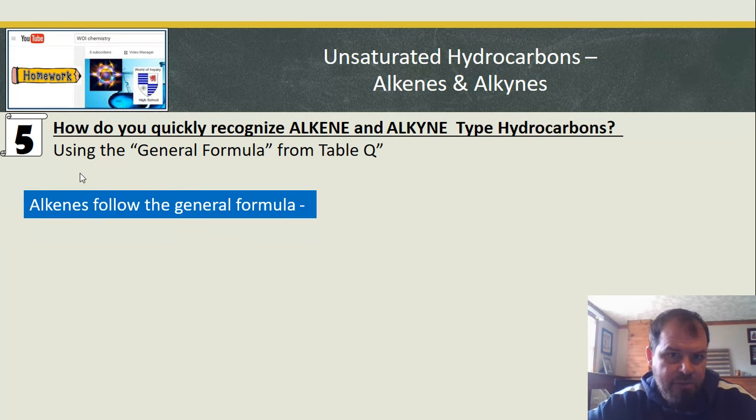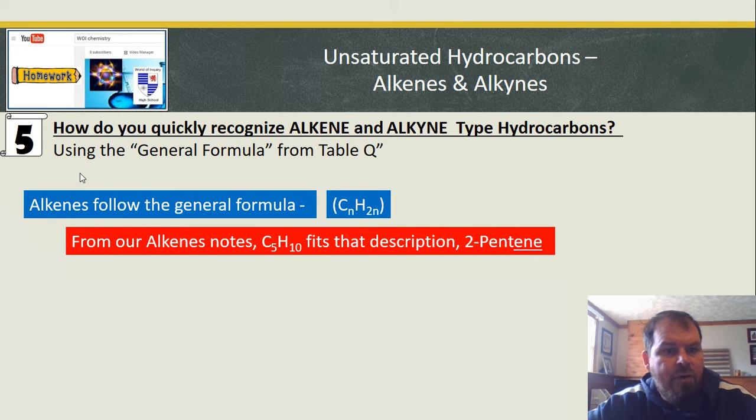Oh, and then there's the general formula. So the general formula, notice, changes. For alkenes on table Q, it's CnH2n. And for our alkene notes, C5H10 fits that description of 2-pentene.